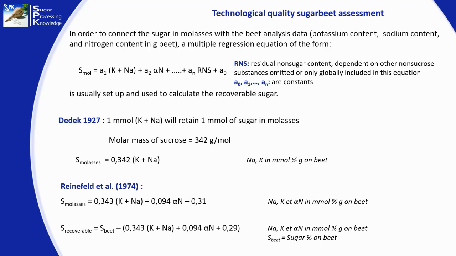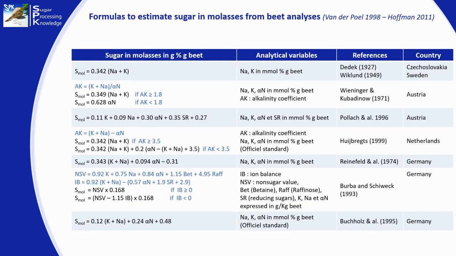There is a multitude of formulae that estimate molasses sugar according to the molassogenic elements in different countries, and sometimes even several formulae have been established in the same country. For the Czech Republic, molasses sugar is a function of sodium and potassium. For Austria, the formula established in 1971 introduced the so-called alkalinity factor, which is equal to sodium plus potassium over the alpha-amino-nitrogen, and there are two different formulas depending on the value of this factor.